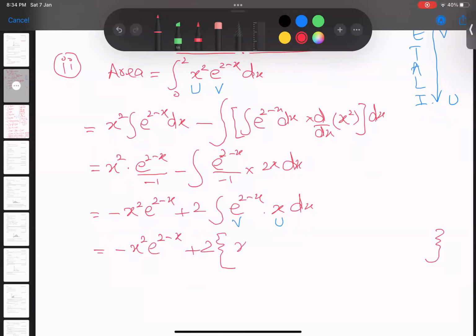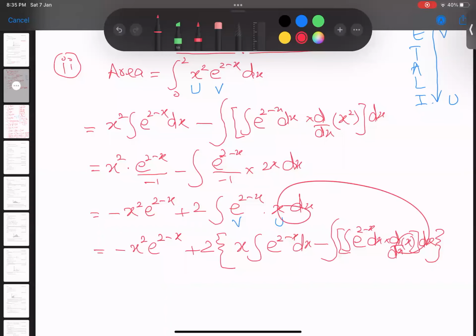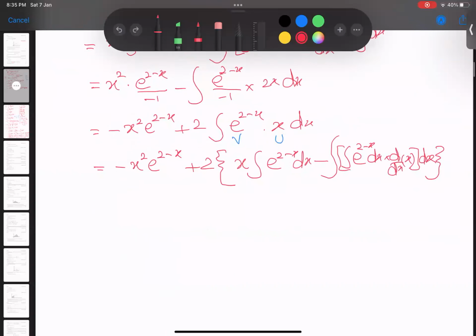Now let's apply: u copy, integral of v function, minus a big sign of integral, bracket starts, bracket ends, and dx. And again integration of e to power minus 2x into differentiation of x. This x comes from here. And I believe you are understanding now, a lot of patience is required. This 2 is still outside, x copy.